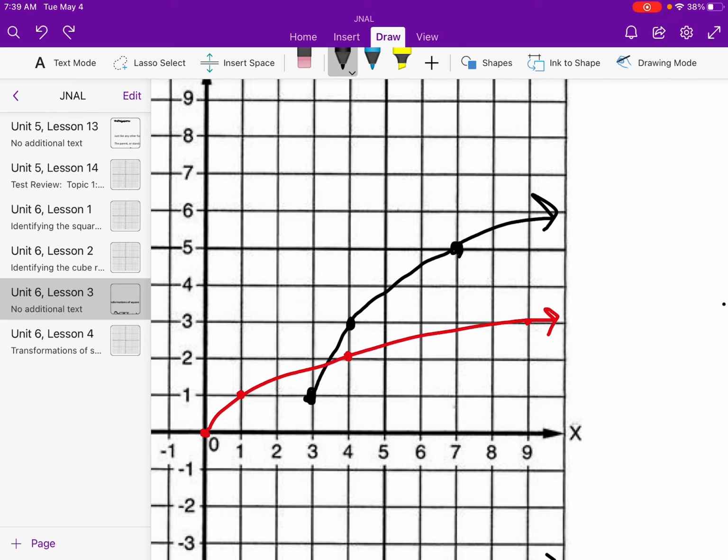Sorry. So that would be it for this video on transformations of square root functions, and we'll see how it is for cube root functions in the next video.